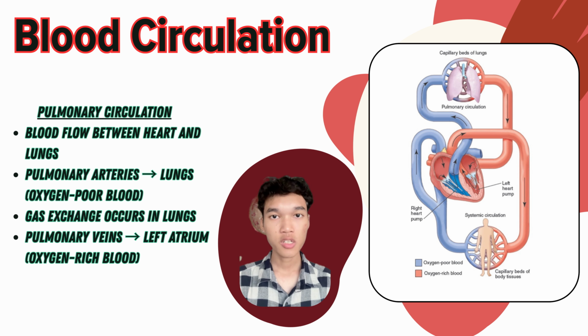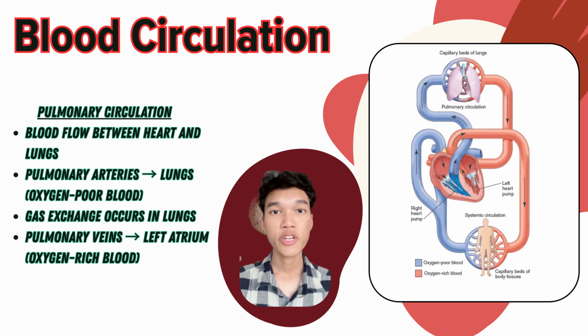After this exchange occurs, the blood becomes oxygen-rich. The oxygen-rich blood then returns to the heart through the pulmonary veins and into the left side of the heart. Pulmonary circulation is unique because it is the only circulation where arteries carry the oxygen-poor blood and veins carry the oxygen-rich blood.